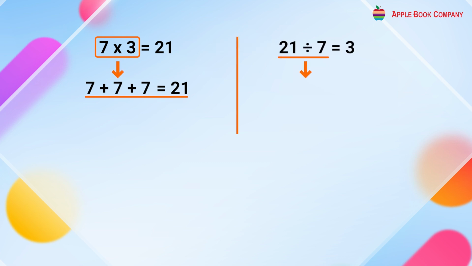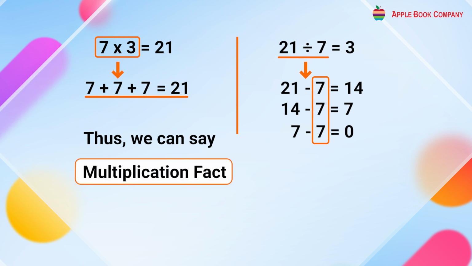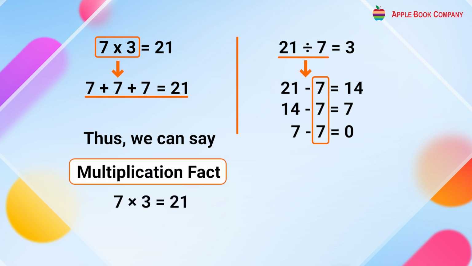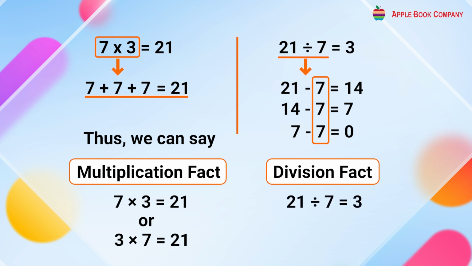It means 21 minus 7 equal to 14. 14 minus 7 is equal to 7. And 7 minus 7 is equal to 0. So division is repeated subtraction. Thus, we can say multiplication fact 7 into 3 is equal to 21, or 3 times 7 is also 21. Division fact 21 divided by 7 is equal to 3, or 21 divided by 3 is equal to 7.